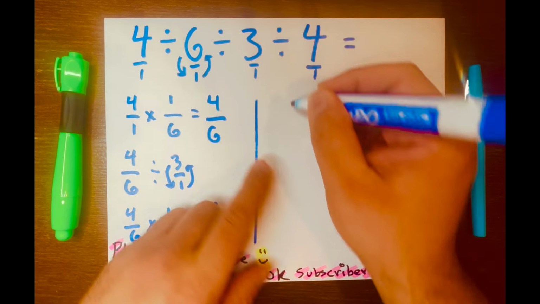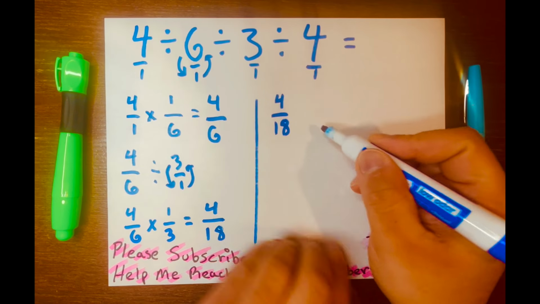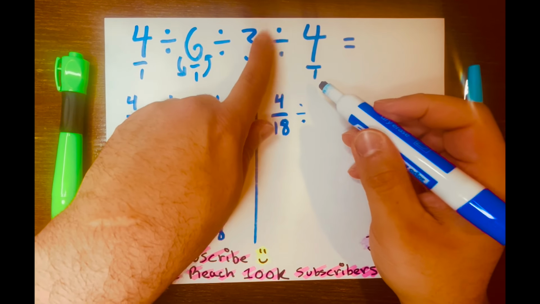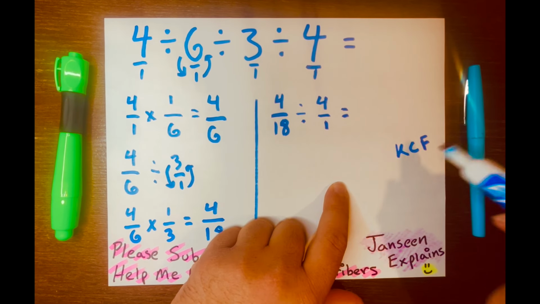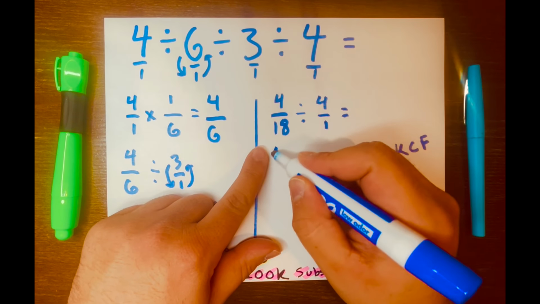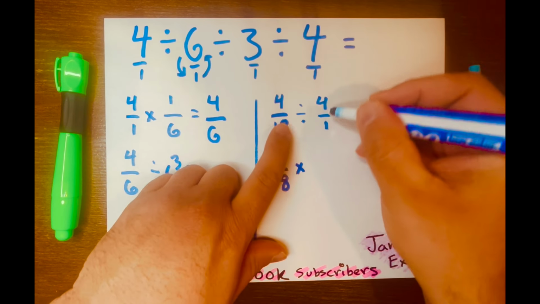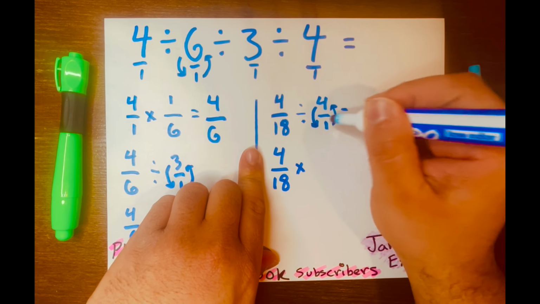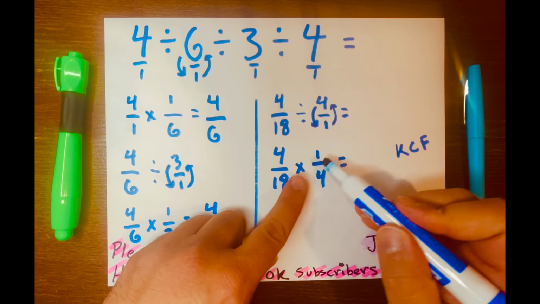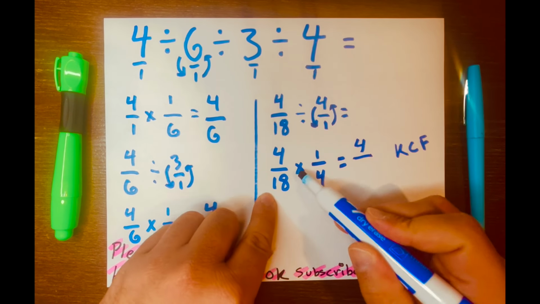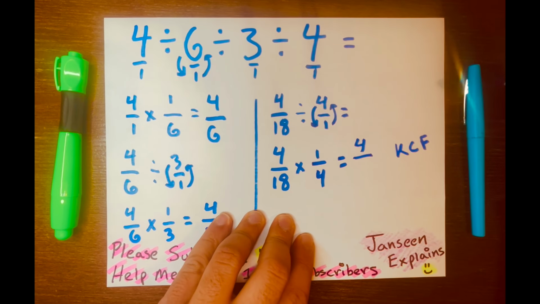Well, let's write it up here for space. So 4 over 18. And then divided by, coming from this, 4 over 1. And again, we use the keep, change, flip method. So we'll write 4 over 18 times, because we changed division to multiplication, and then we flip this fraction. So it'll be written 1 over 4. And then just multiply across. 4 times 1 is 4. And 18 times 4 is, we don't need a calculator for this. Let's just multiply up here.